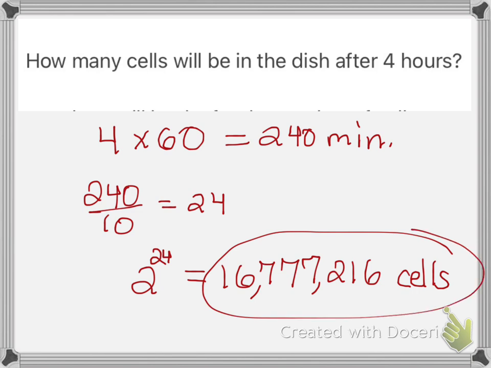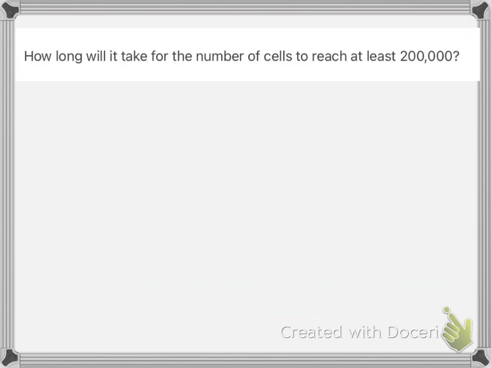And that's it. Now, let's flip the script a little bit. What did they ask? How long will it take for the number of cells to reach at least 200,000? So this is what they're saying. How long will it take? That's what you're looking for it to reach at least, not equal to, at least. Whoa, you see what I did there? At least 200,000.